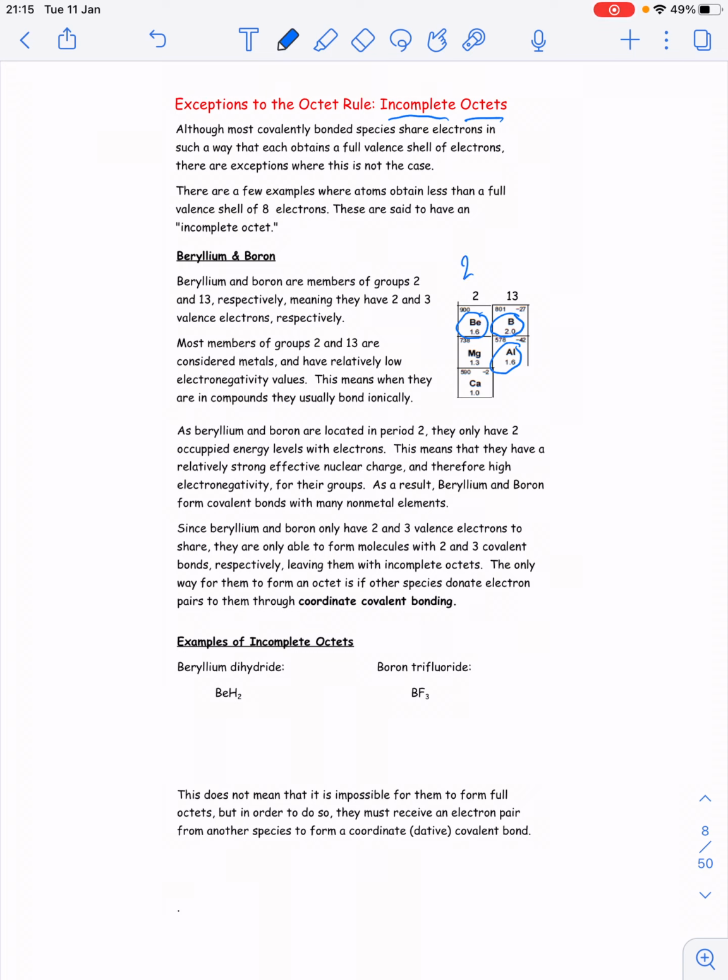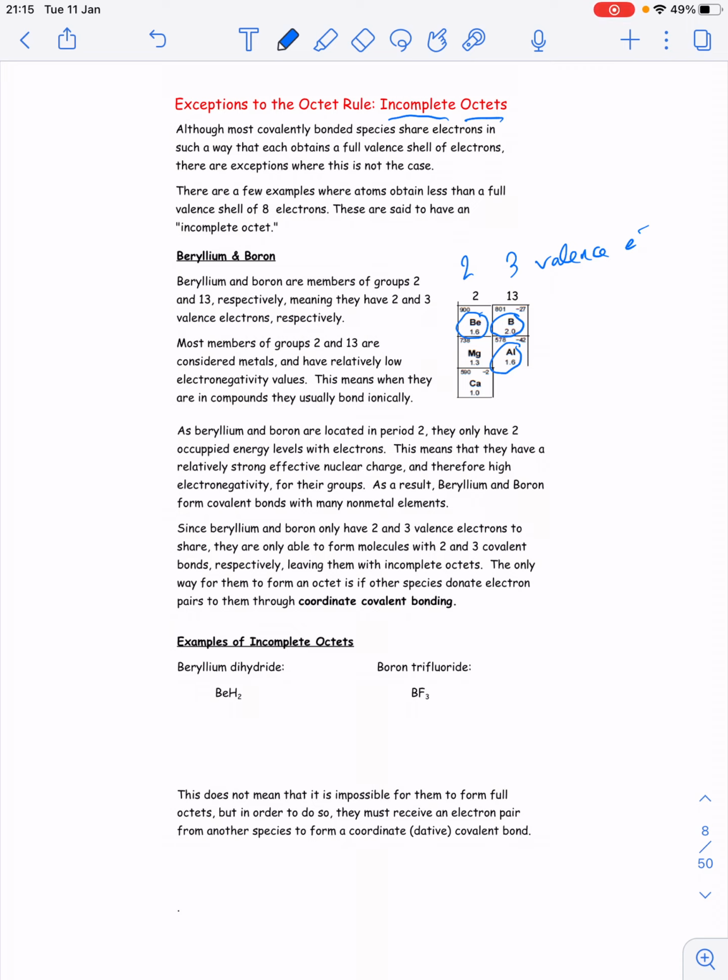So beryllium and boron are pretty unique because they're in groups 2 and 13 respectively. They've got 2 and 3 valence electrons respectively. And most elements that are in groups 2 and 13 are what we call metals. And they're relatively low electronegativity elements because they're sort of towards the left-hand side of the table. So they've got relatively few protons for the number of energy levels that they have. So they have a pretty small attraction for electrons.